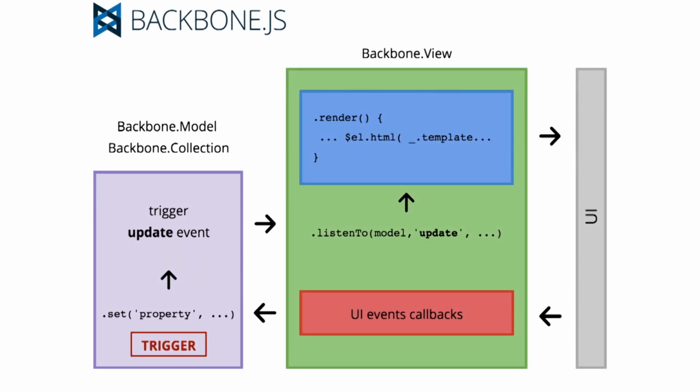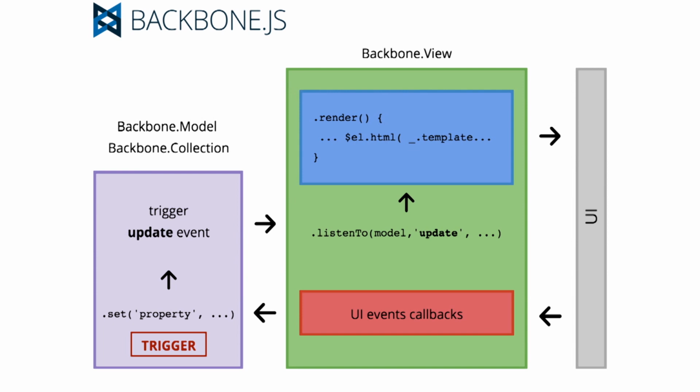We will start with Backbone.js. Backbone uses an event-driven change detection mechanism. As you can see on the left side of the screen, models and collections can produce events after a change inside of these elements. Looking at the red box, UI event callbacks, when they come from the UI, can invoke the set method of the model. When the set method is called, we change the property of the model, but a special event is also triggered. So the set method triggers an update event.